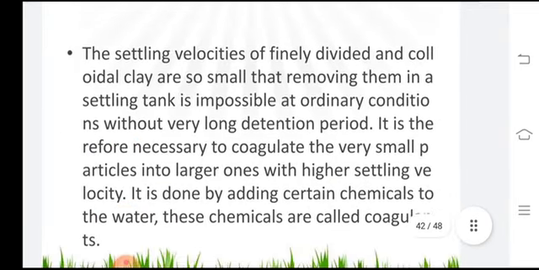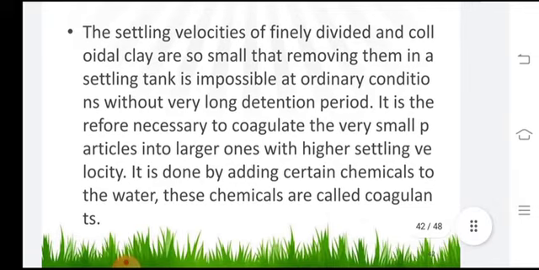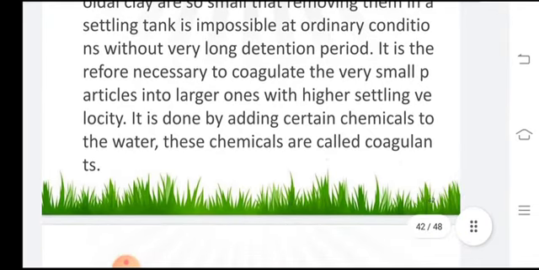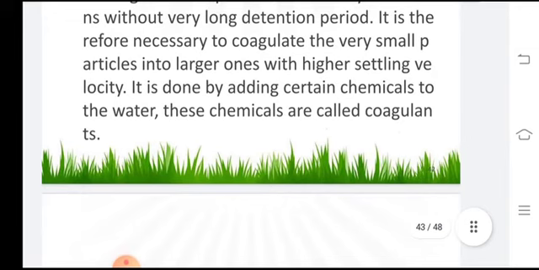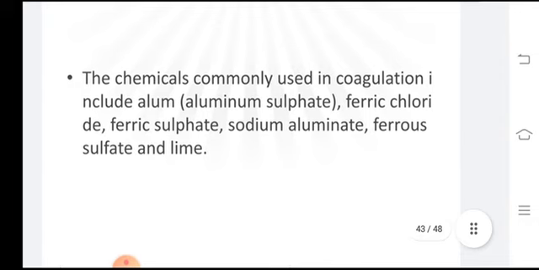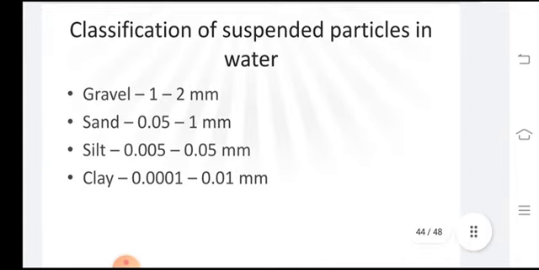The settling velocity of finely divided and colloidal clay is so small that removing them in a settling tank is impossible. It's therefore necessary to coagulate the very small particles into larger ones, and then help them remove. Chemicals commonly used in coagulation include alum, ferric chloride, ferric sulfate, sodium aluminate, ferrous sulfate, and lime. These are the coagulants.